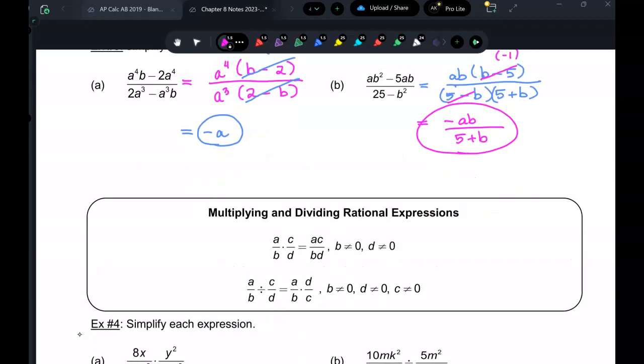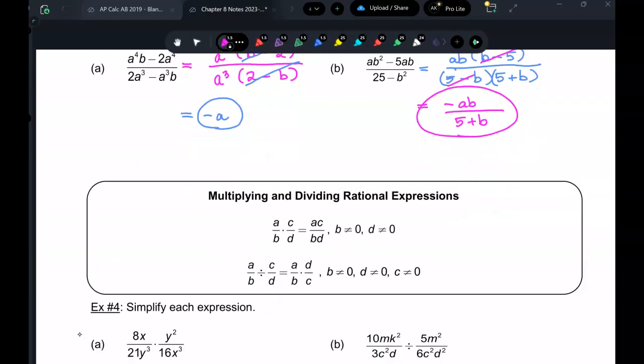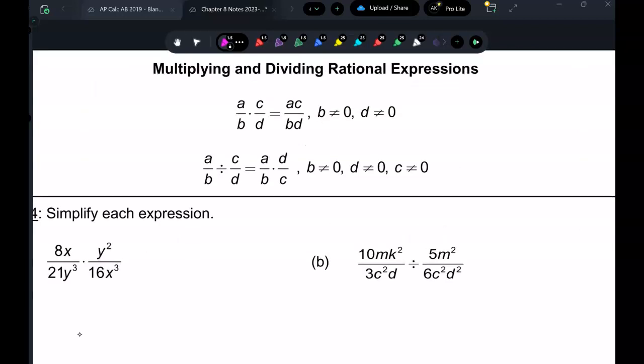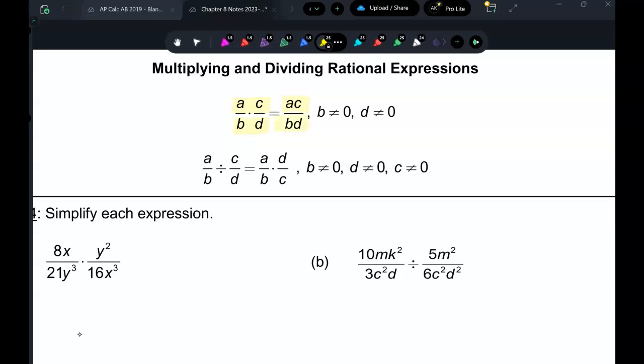All right, multiplying and dividing rational expressions. When we multiply, we just combine the numerators and we combine the denominators. What about when we divide? If I have a divided by b and then divide that by c over d, do you remember some people call it keep, change, flip? So we keep the first one, a over b. We change the division to a multiplication, and we flip the second fraction. Does that sound familiar? Yeah.